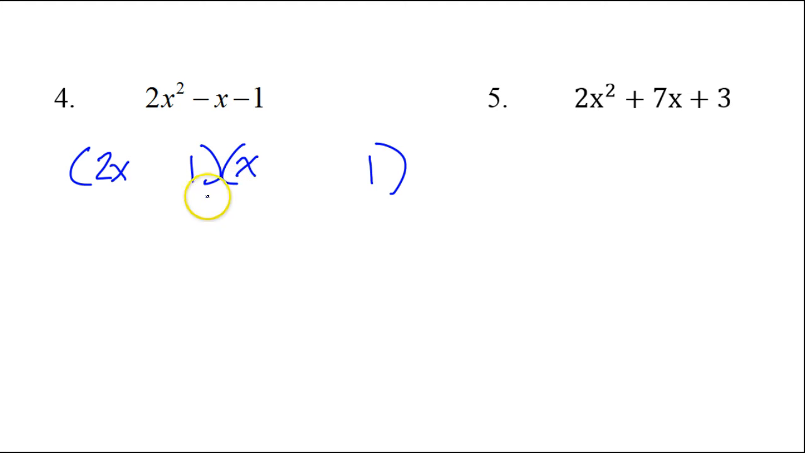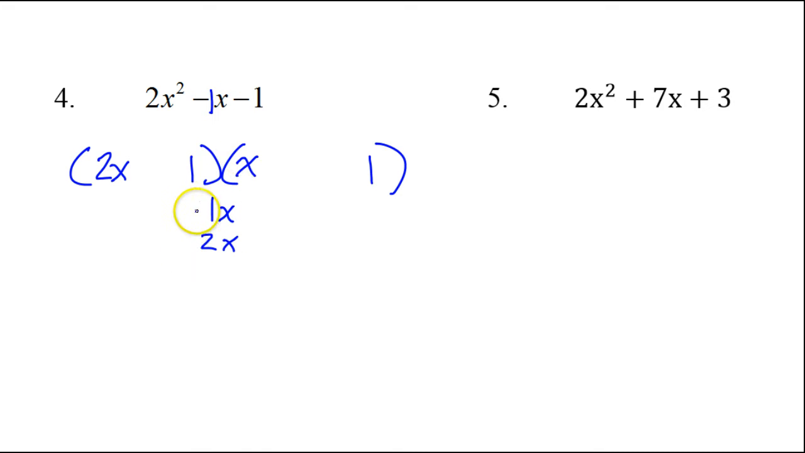Now, there's a variety of ways of doing this, the star method and Lizzie's method, and you can do grouping. But the way I do it is I know that the inner plus the outer must equal the middle. Inner, right here, I have 1x. Outer, if I multiply these, I have 2x. Together, this has to give you the middle, which is negative 1x.